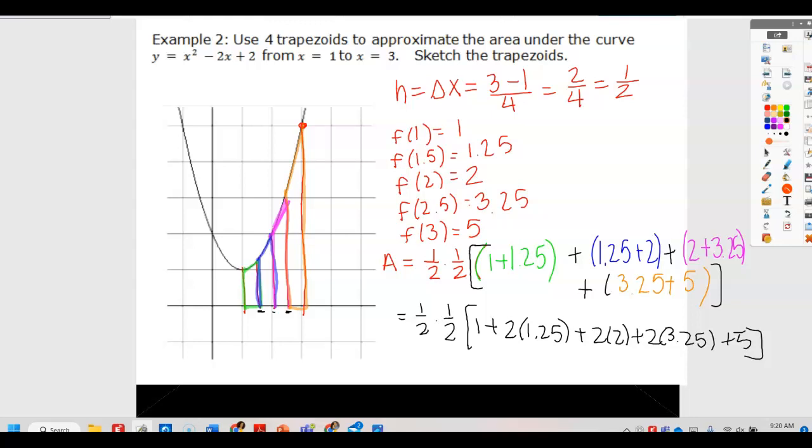So you have a 4th times 19, which is 4.75. And if it didn't have units, or it asked you for units, in this case it would be units squared because you found area.